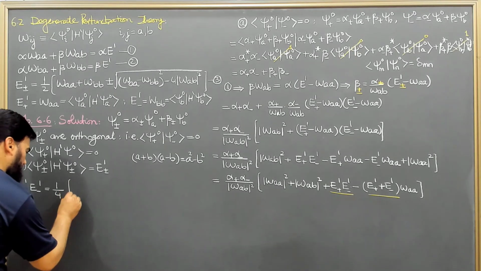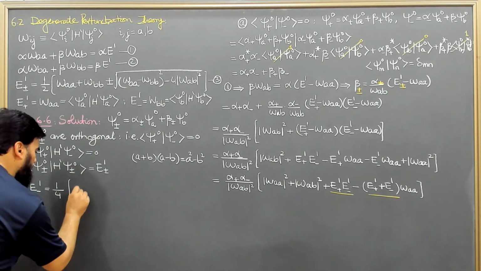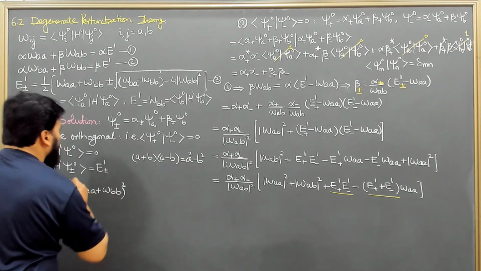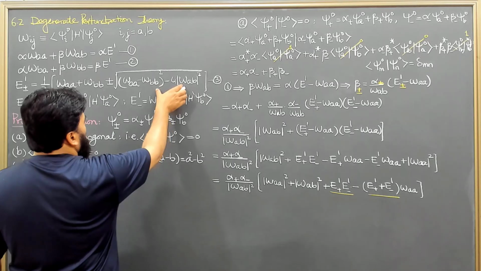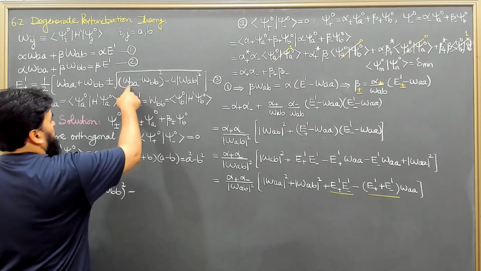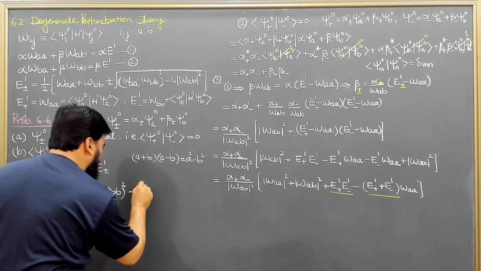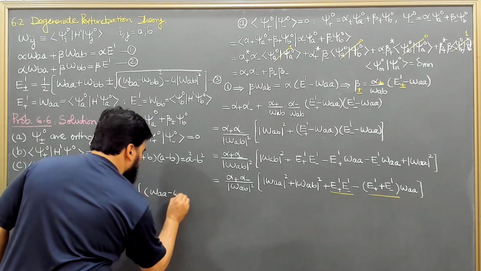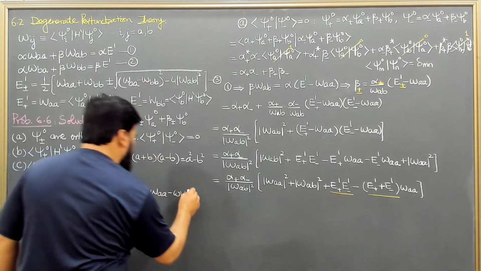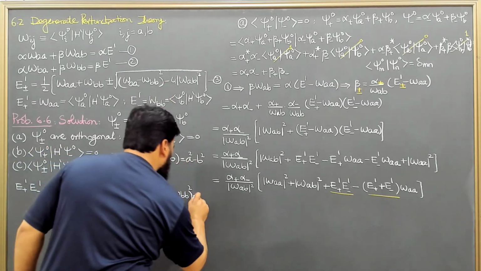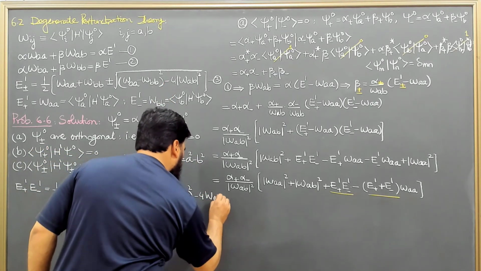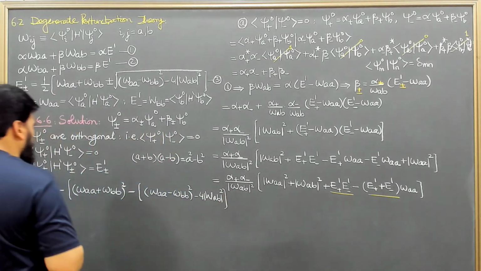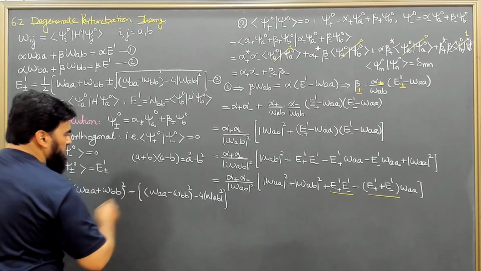So it means the terms will come out to be, this is the A term, so it will be WAA plus WBB squared. Then I have minus and then the square of this one, the square root will go and we will have the square of this one, which is WAA minus WBB squared minus 4 |WAB| squared. So this is the minus one of A square minus B squared.